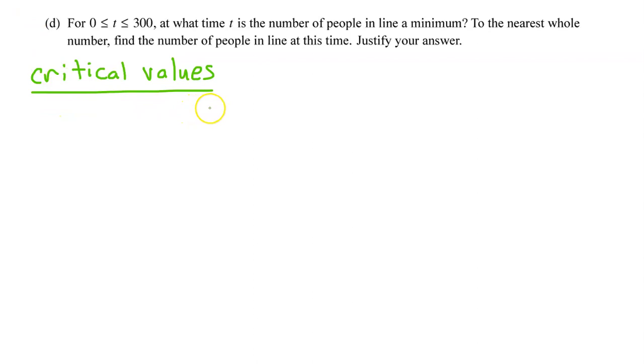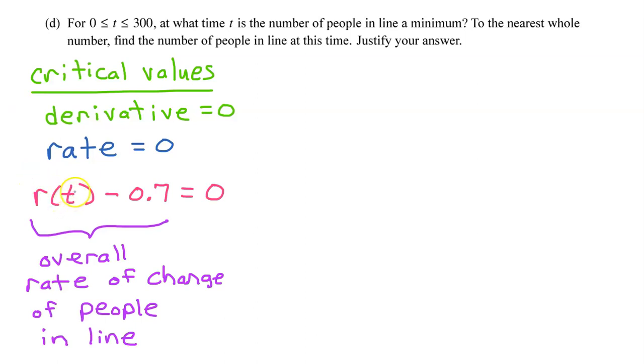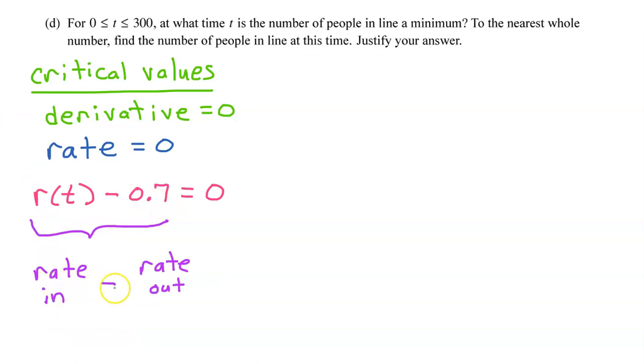To do a candidates test, we will first need to find the critical values. First semester, we found critical values by setting the derivative equal to 0. Second semester, we will think of it as setting the rate equal to 0. In the context of this problem, the rate that we're talking about is the overall rate of change of people in line. And we previously found that to be r of t minus 0.7. That's the rate in minus the rate out. We can find the critical values by graphing this function and seeing where it equals 0.